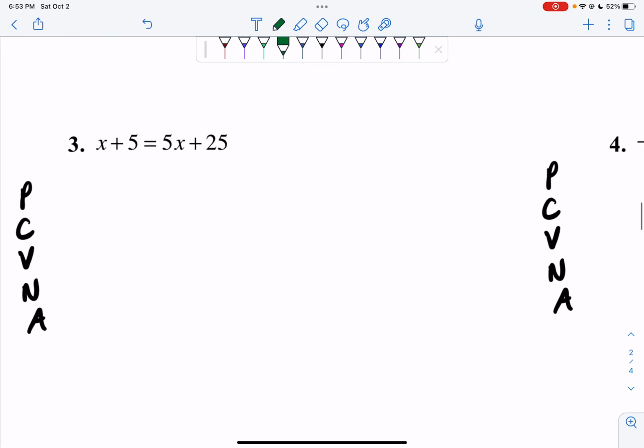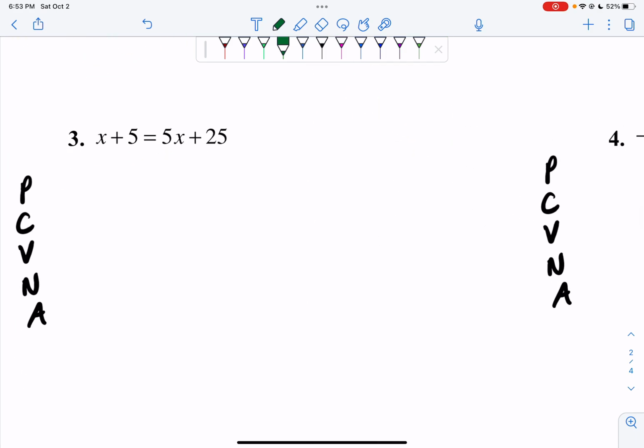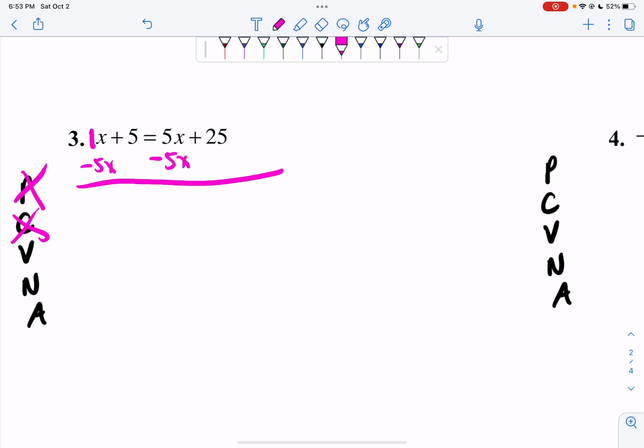Number 3, I have x plus 5 equals 5x plus 25. I am very forgetful, and I forget that this is a 1x, so I'm going to put a 1x there. I don't have parentheses. Can't combine any like terms. My variables aren't on one side, so I got to move them. I'm going to move my 5x, so I'm going to subtract 5x from both sides. 1x minus 5x is negative 4x, so I have negative 4x plus 5 equals 25.